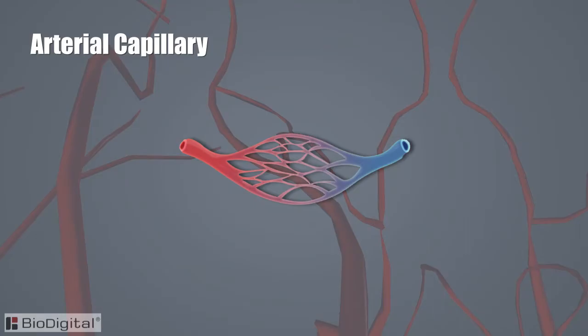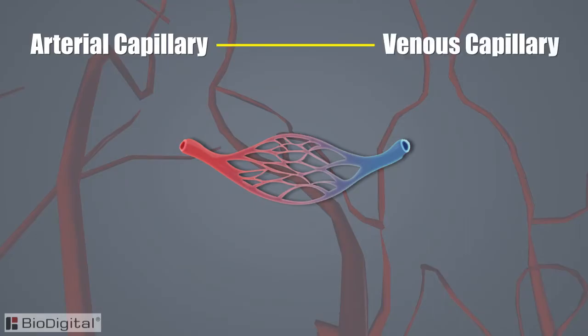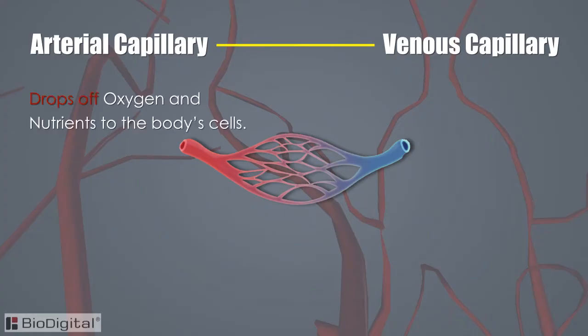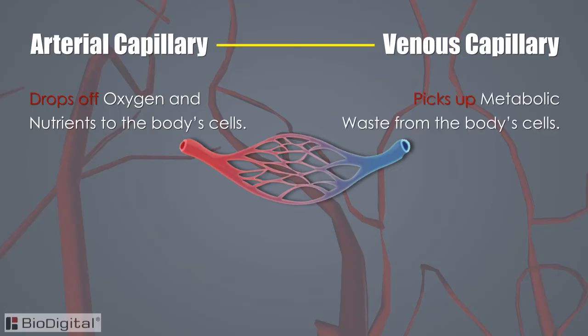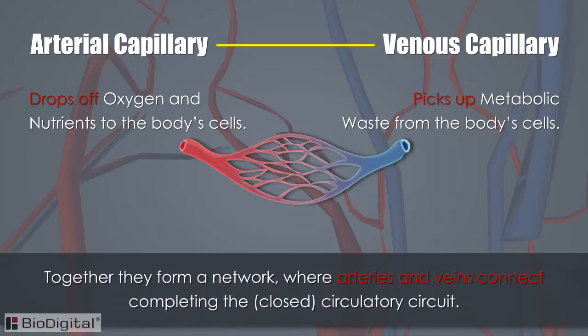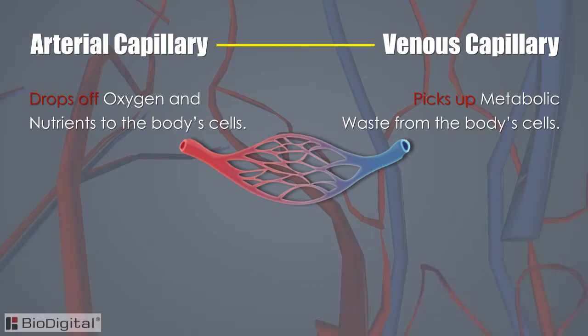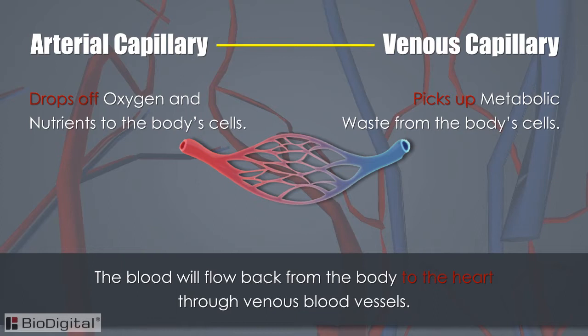The arterial capillaries are connected to the venous capillaries. The arterial side of the capillaries is dropping off oxygen and nutrients to the body's cells. The venous side of the capillaries is picking up metabolic waste from the body's cells. Together they form a network where arteries and veins connect, completing the closed circulatory circuit. The blood flow from the venous capillaries will flow back from the body to the heart through the venous blood vessels.